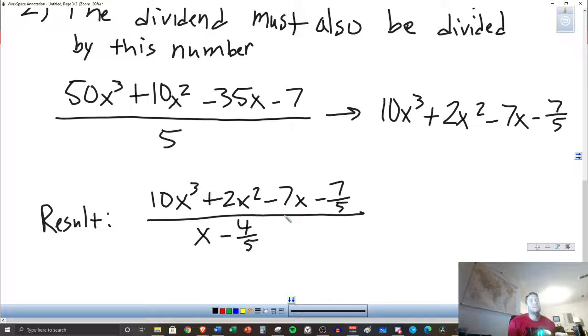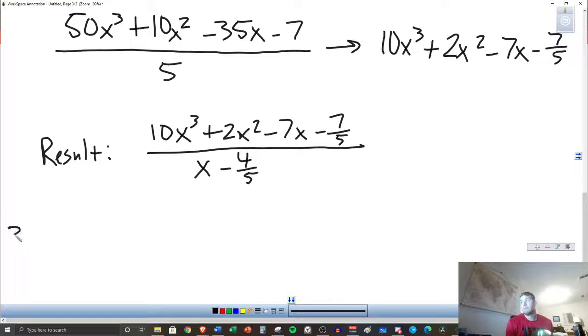All right, that's the first setup process. Now, you don't always have to do this. Again, look at step 1. Was it in x minus r format? It wasn't, but if it was, we wouldn't have to do this first or second part. We could just go to this third part. Okay? So the third part is this. We want to set up synthetic division.